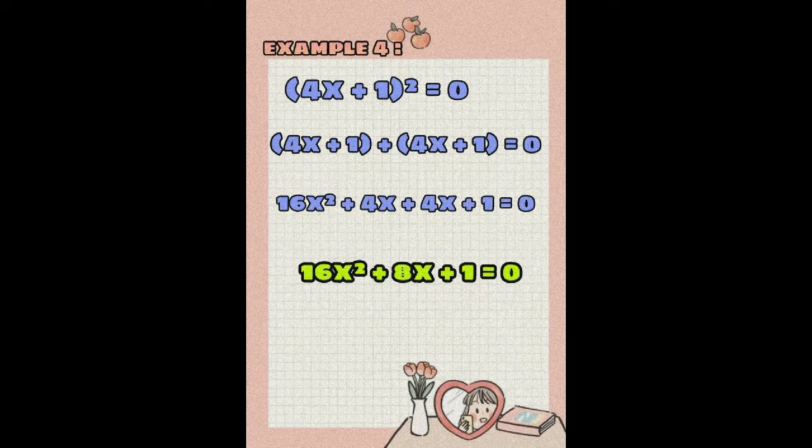Another example, quantity 4x plus 1 squared is equals to 0. Simplify the equation by multiplying the binomial by itself. Yung quantity 4x plus 1 squared, paghihiwalay mo siya. So, magiging quantity 4x plus 1 times quantity 4x plus 1 is equals to 0. So, pag pinag-add na siya, magiging 16x squared plus 4x plus 4x plus 1 is equals to 0. Ipag-add mo lang yung magkaparehong may 4x. Pag pinag-add na yung dalawang 4x, magiging 16x squared plus 8x plus 1 is equals to 0 na siya.